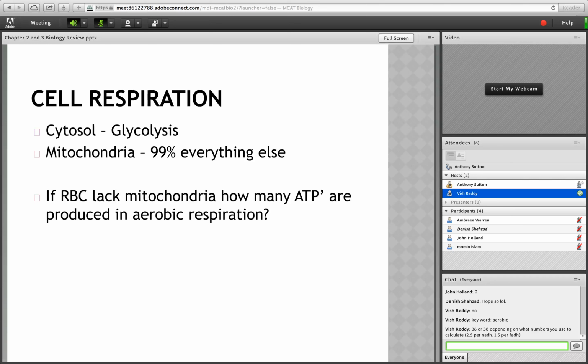If a red blood cell lacked mitochondria, so if you don't have mitochondria, then you are not able to undergo what? What processes could you not do without a mitochondria? Raise your hand if you know. Moment. Okay, go ahead, Moment. Cellular respiration. Well, no. You can still do cellular respiration, but what part of cellular respiration would not happen?